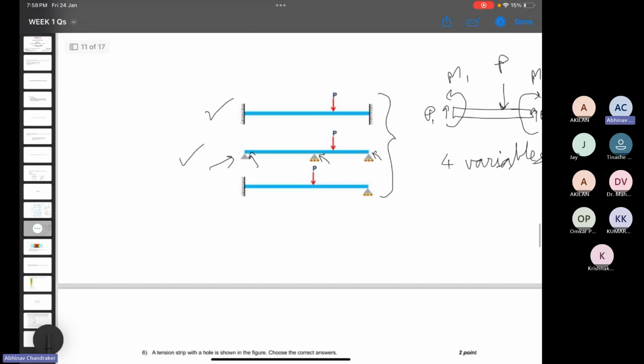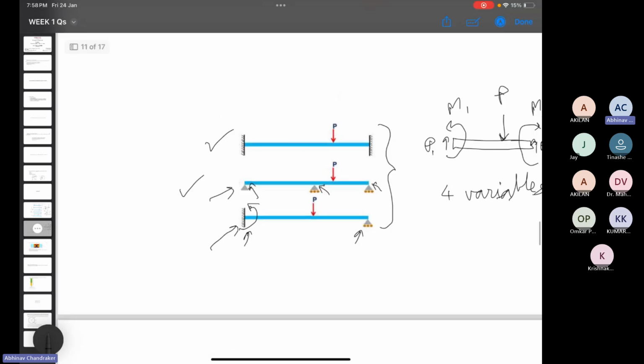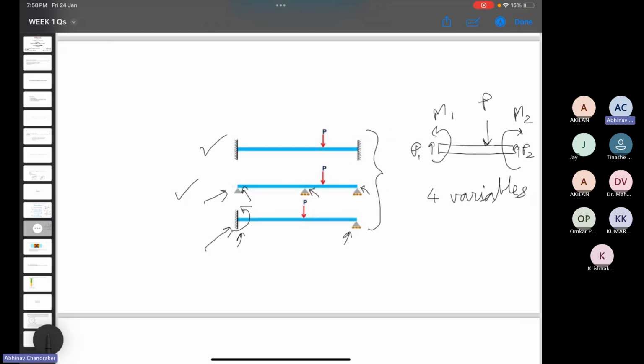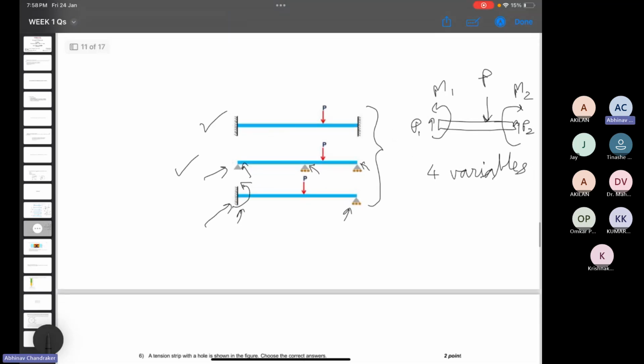Similarly, in this case, you have three variables: the moment experienced at the wall, then the forces experienced in the y direction at the two contact points. So here also you will not be able to get all three values. So these three are the correct options.